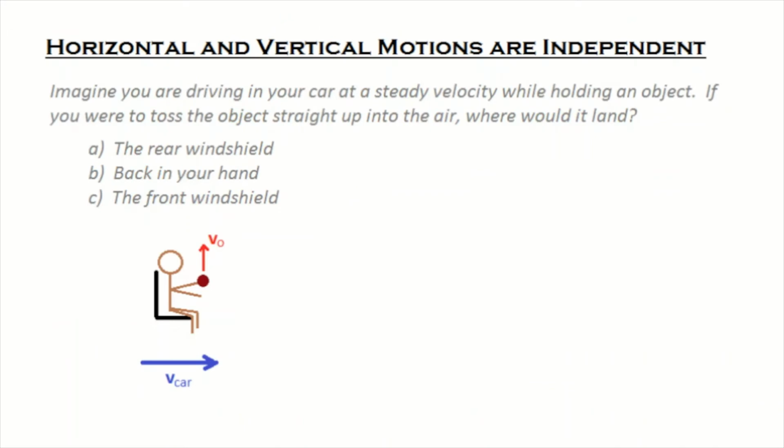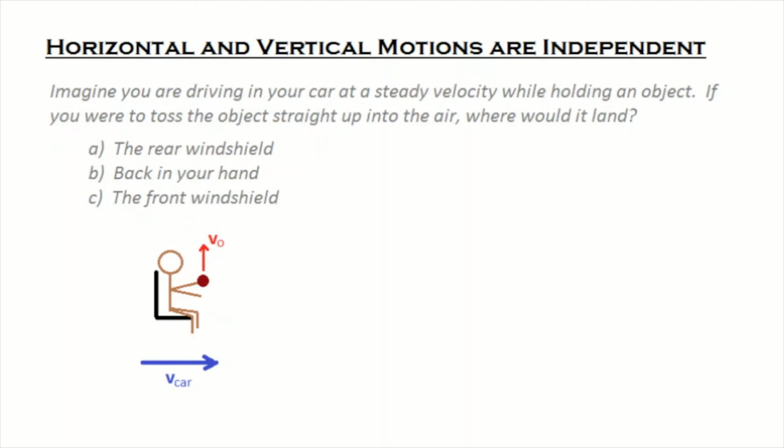We're looking at someone sitting in a car. While the car is moving, the person has an object in their hand and they're going to throw it straight up into the air. And the question is, when the ball drops back down to the same height as the thrower's hand, where would it land? Would it land in front of the person by the front windshield? Would it land behind the person by the back windshield? Or would it land right back in their hand?